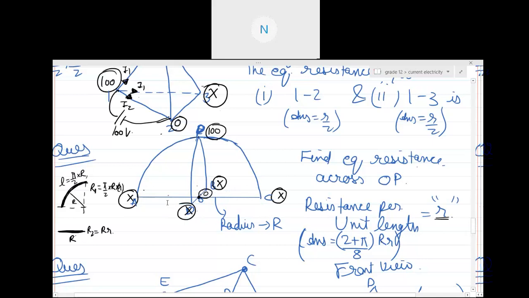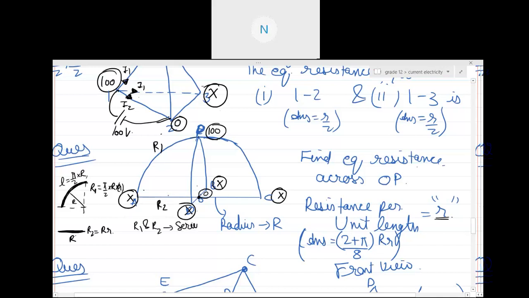Are you getting my point? Can you see this P to X and then this is in series? The straight part and the circular part are in series. R1 and R2 are in series. And how many such pairs of R1 and R2 are in parallel? So why are R1 and R2 in series? Because whatever current will go from here, it will pass through the same thing and reach there. So R1 and R2 are in series.